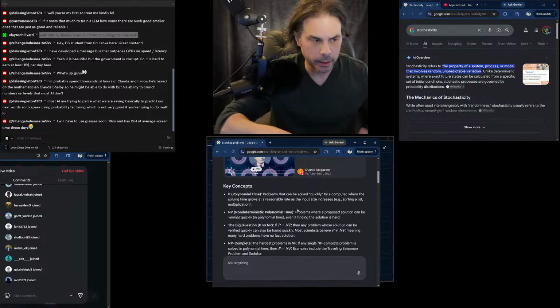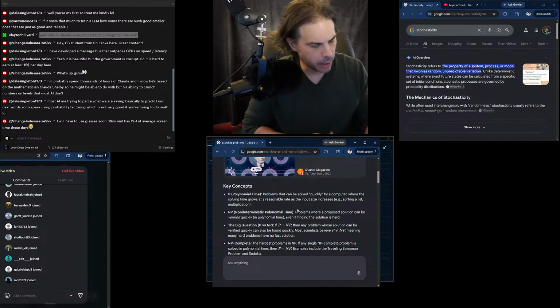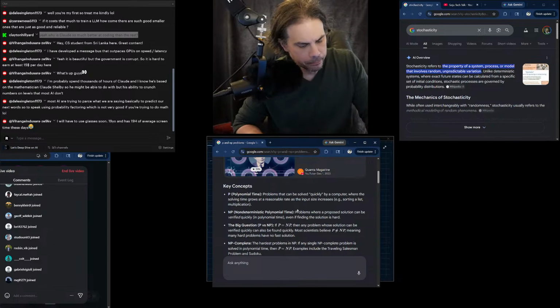The key idea here is that when we talk about P-class problems, we're talking about things that are polynomial. We'll just write this down. And when we talk about NP problems, we're saying that they are non-deterministic polynomial. And we've already gotten to the word non-determinism, which is why we started here. So what does this mean?